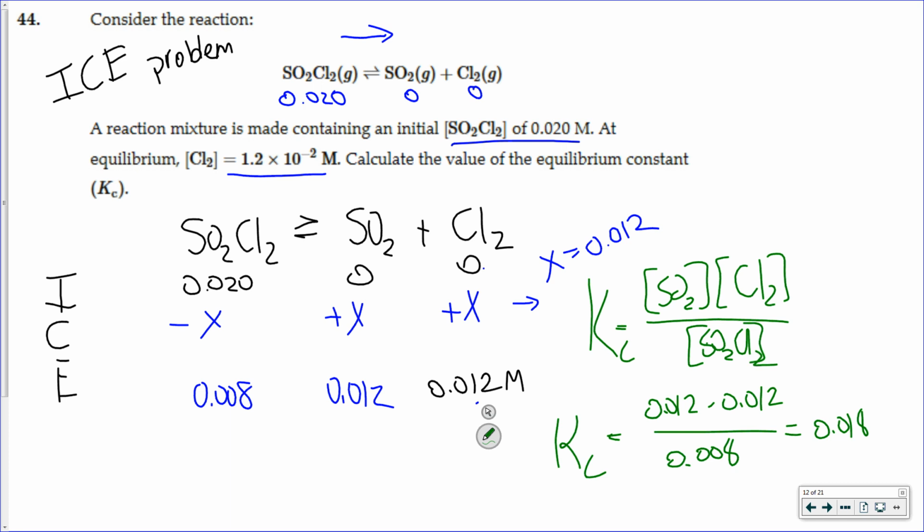I got K sub C is 0.018. Okay. Now, does that make any sense to me? That's that value. So it's about 1/100th, ballparking. And if I look at what happened, more of the reactant went into forming products than there was reactant left. And in this one, there's 2 moles of this one for every one of this one. So yeah, that makes sense that this number is going to be substantially less than 1. So yeah, that makes sense to me.